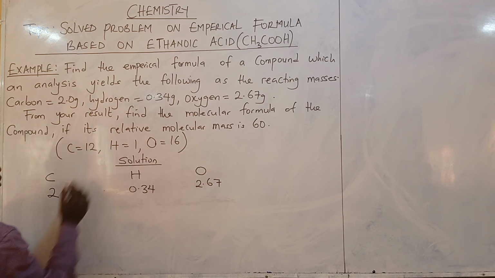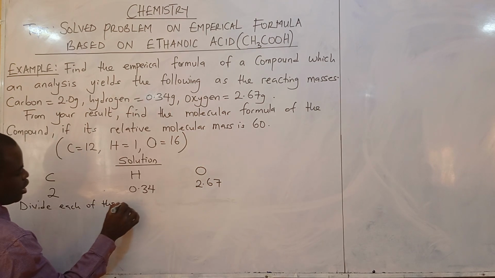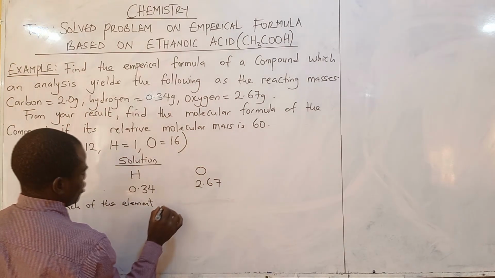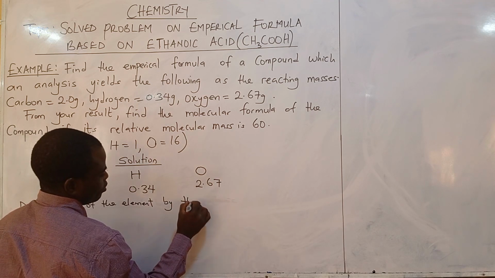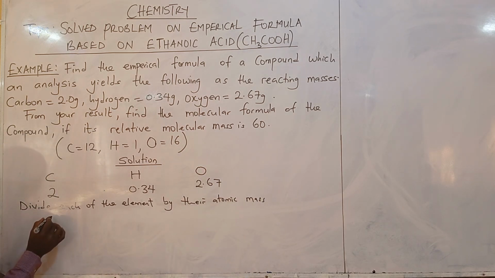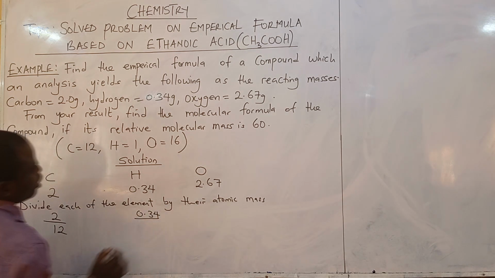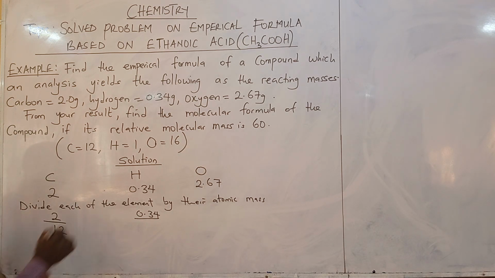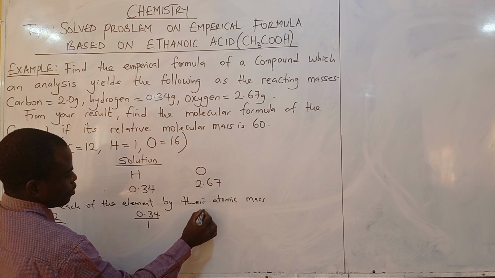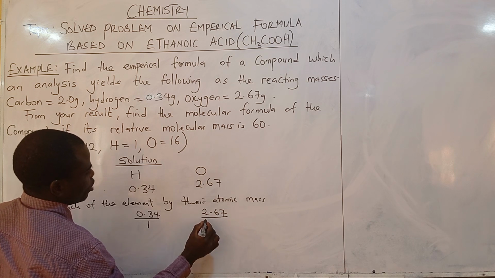Is that okay? These are the atomic masses. You now say divide each of the elements by their atomic mass. Okay, carbon, you say 2 divided by what's carbon? Carbon is 12, that's atomic mass of 12, and hydrogen 0.34 has atomic mass of 1, oxygen 2.67, the mass is 2.67 divided by its atomic mass, which is 16.